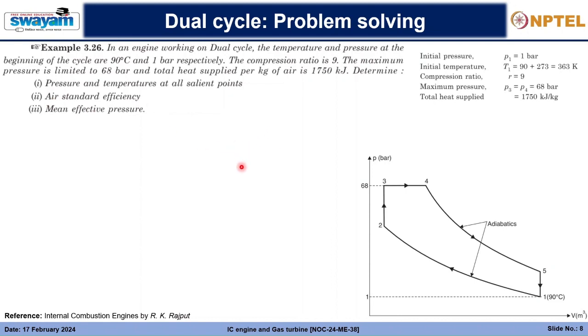So let us think how to solve this problem. We know all the thermodynamic relationships. From that, we will have to calculate the pressure and temperature at all salient points. So I will again give like 1 minute to think about this problem, and then I will solve this problem.